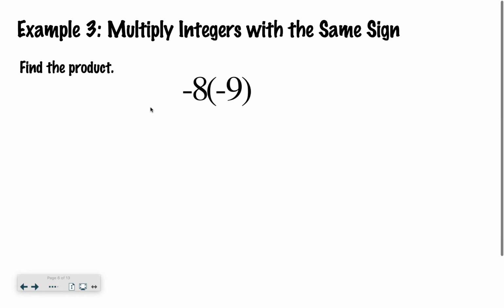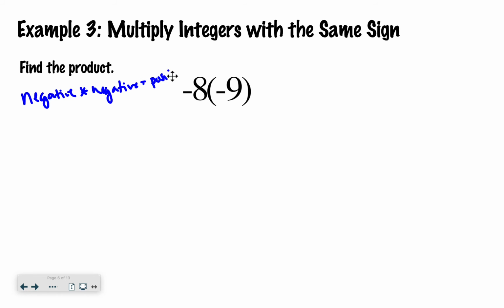All right, so now moving on to example 3 where we change things up a little bit. Now we're going to multiply integers with the same sign. So as you can see, I have negative 8 times negative 9. Since they're both negative, now my answer is going to be positive. So negative times negative equals positive. Okay, so negative times negative, I'm going to have a positive answer, and 8 times 9 is 72. So my answer is a positive 72.